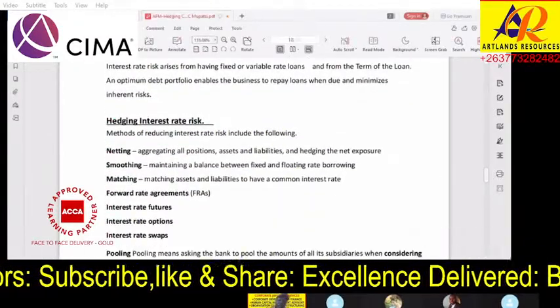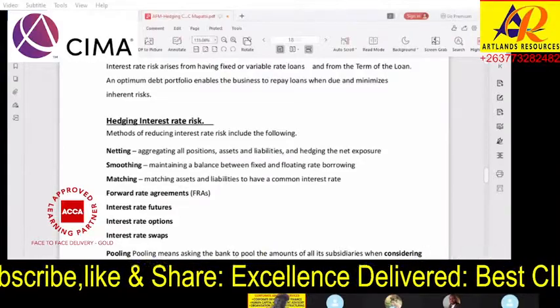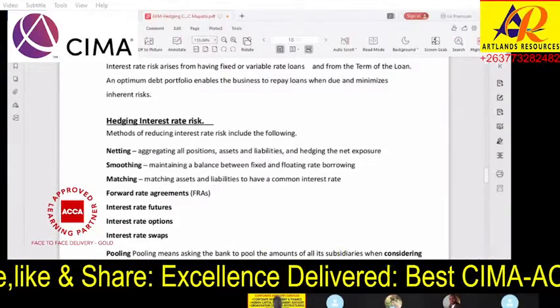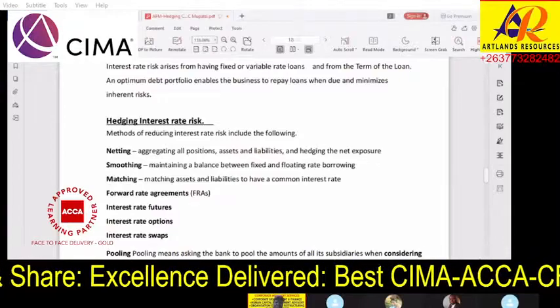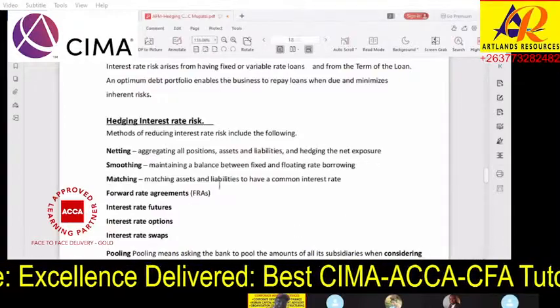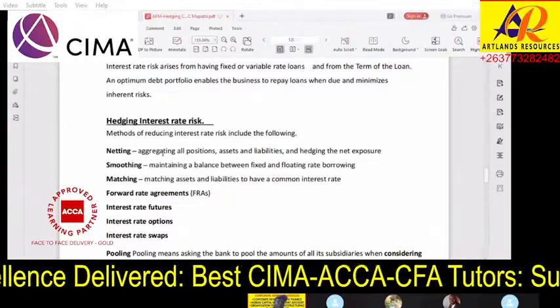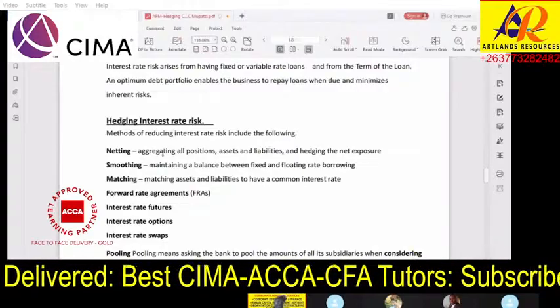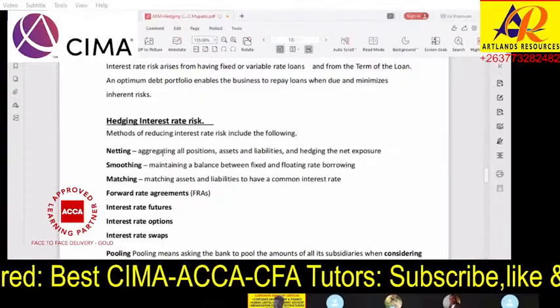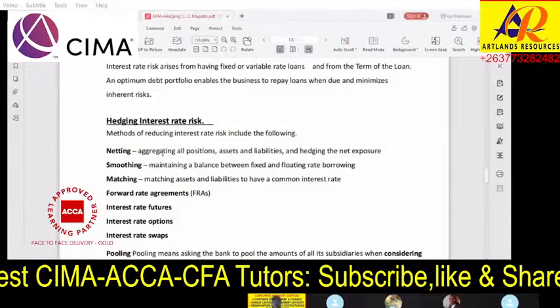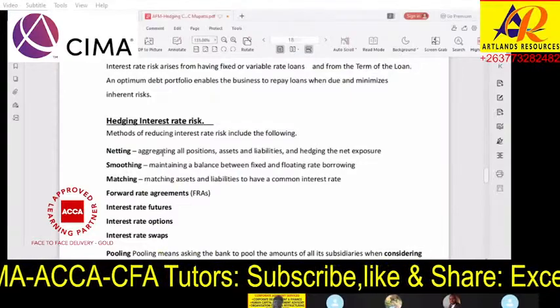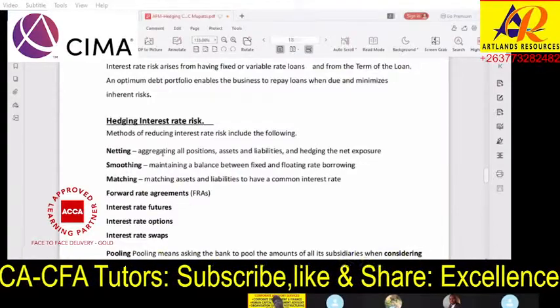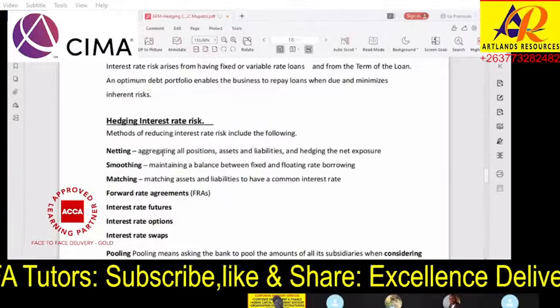Here are ways to hedge interest rate risk, and as you can see, they can be internal or external, like what we did in currency risk. For example, netting. Netting is aggregating what you are paying against what you are going to receive. Interest you are paying, interest you are going to receive, and then hedge the net exposure. That's netting.